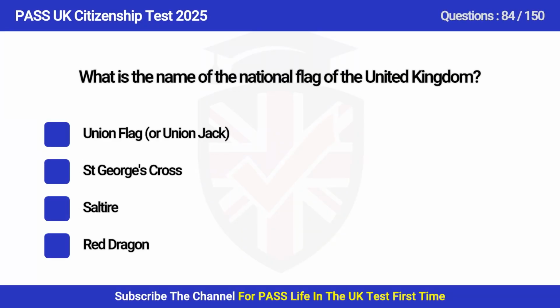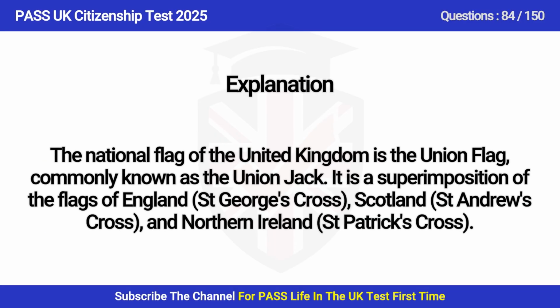Question 84. What is the name of the national flag of the United Kingdom? A. Union Flag or Union Jack. B. St George's Cross. C. Saltire. D. Red Dragon. Answer is A. Union Flag or Union Jack. The national flag of the United Kingdom is the Union Flag, commonly known as the Union Jack. It is a superimposition of the flags of England, St George's Cross, Scotland, St Andrew's Cross, and Northern Ireland, St Patrick's Cross.